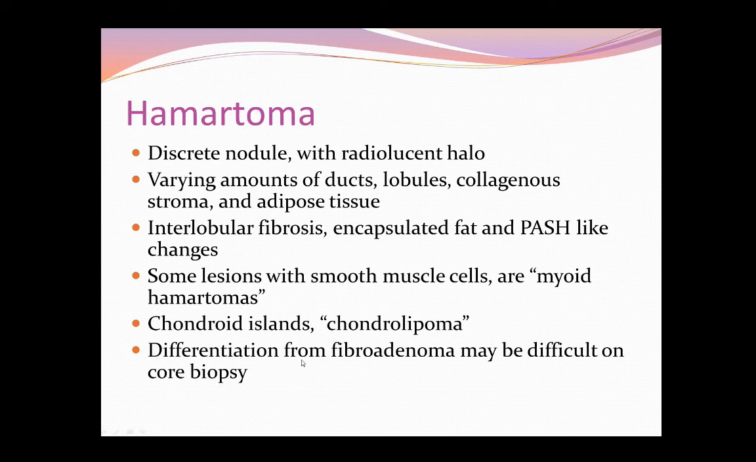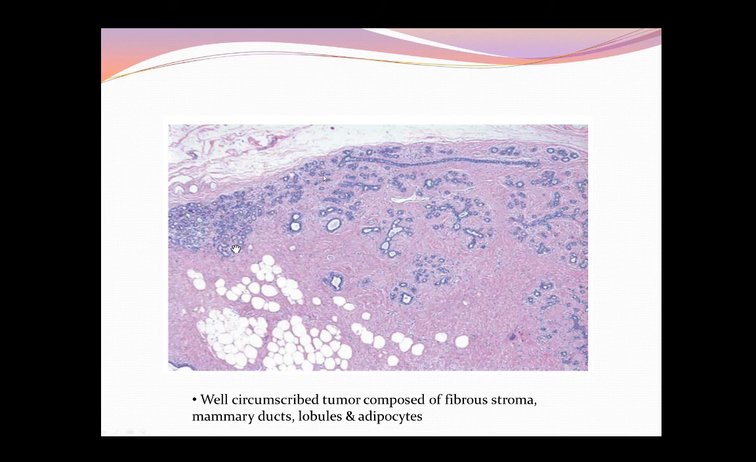The differentiation from fibroadenoma on a core biopsy can be difficult, and even making the diagnosis is difficult unless you have everything out. So this figure shows the well circumscribed lesion, and it just looks like a normal breast of ducts, lobules, adipocytes, but there is a haphazard arrangement.